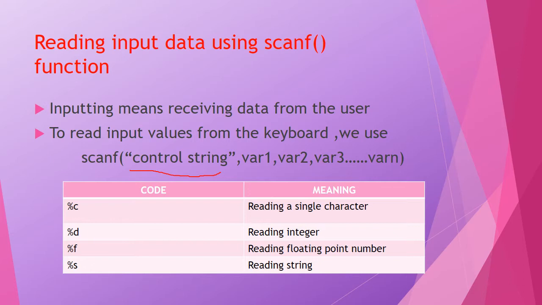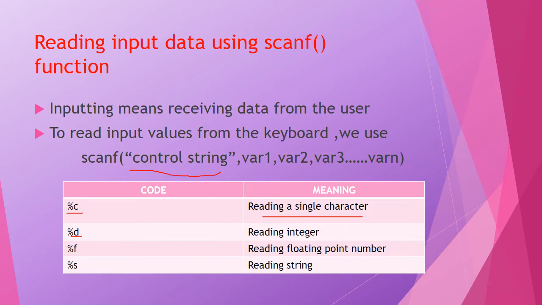In order to read a particular type of data, we have some characters. With that we are able to read either an integer, character, string or floating point. Here we have different symbols or letters representing the different data types. First of all we come to the c. %c reads a single character, only a single character. And for the integer we use %d, and for the floating point we use %f.